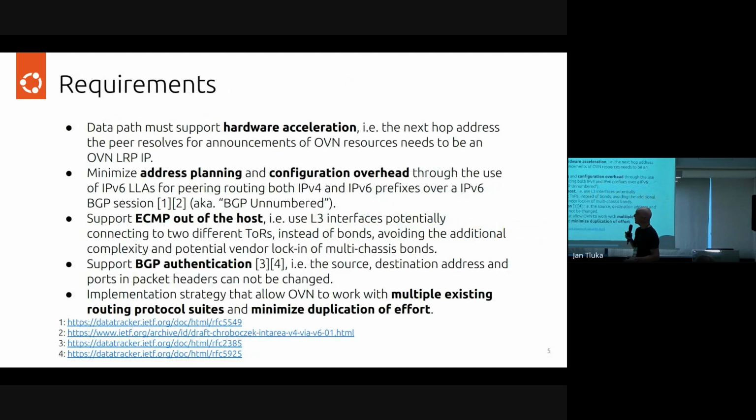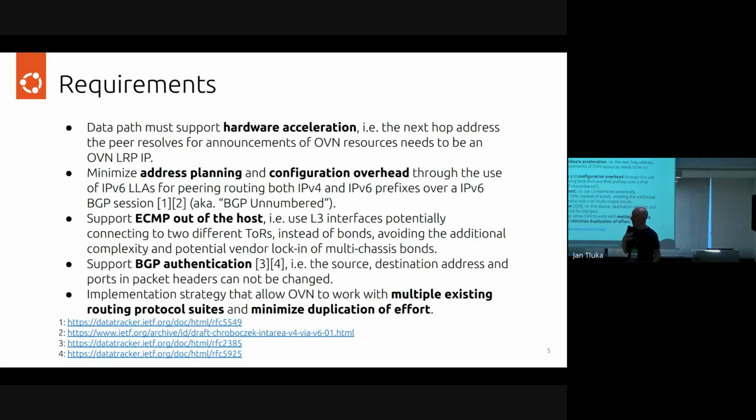So let's drill into some of the requirements and what that means for the implementation. As I said, we want the data path to be hardware accelerated. The consequence of that is that the IP address, which is the next hop for the fabric, needs to be an IP inside the Open vSwitch data path. Otherwise, we can't make use of all of the wonderful things that Open vSwitch gives us.